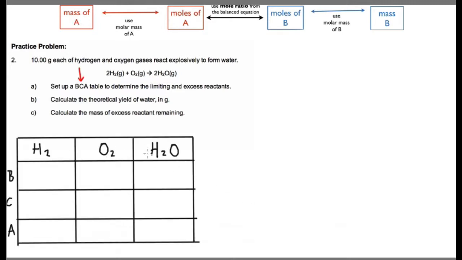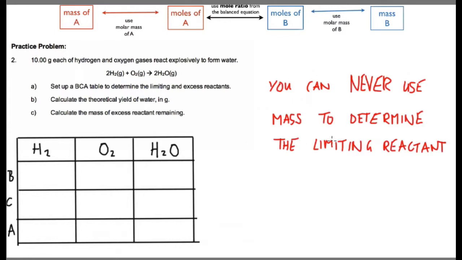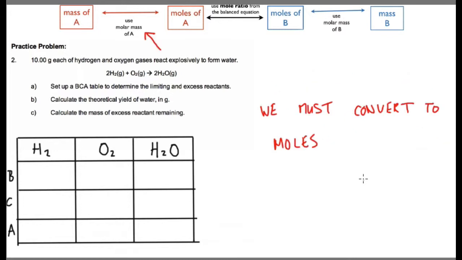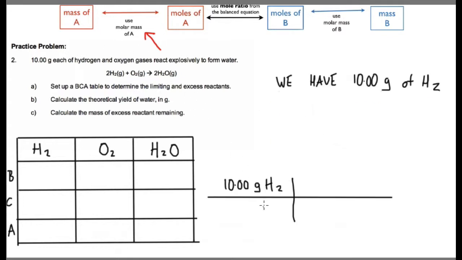We've got hydrogen, oxygen, and the product water. What is the limiting reactant? Before I go on, you can never use mass to determine the limiting reactant. You've got to convert to moles. So we must convert to moles first. So let's do that, and we'll use the molar mass to do it.